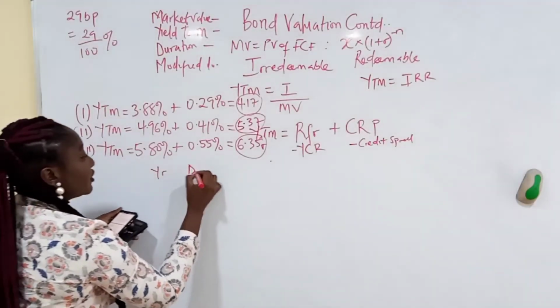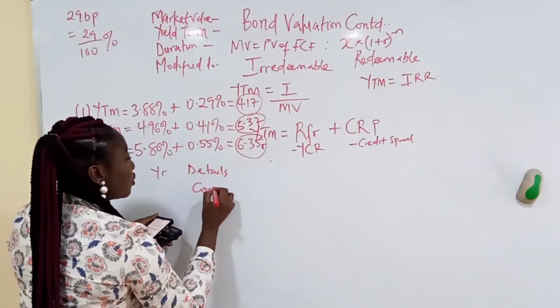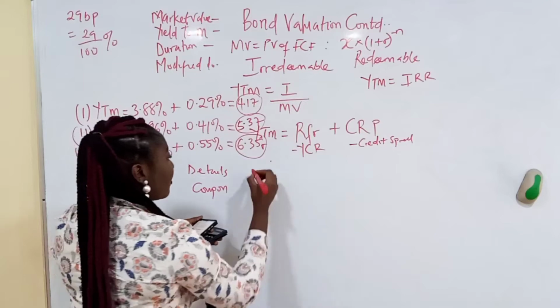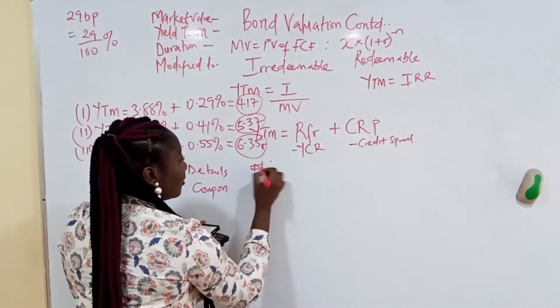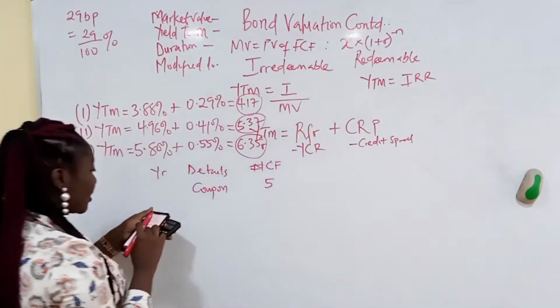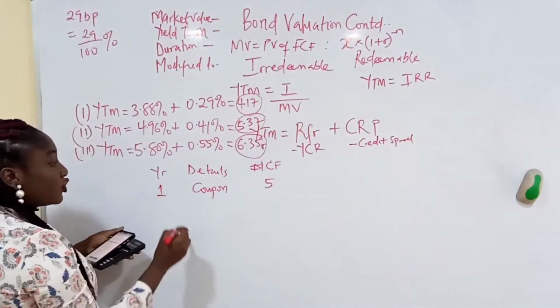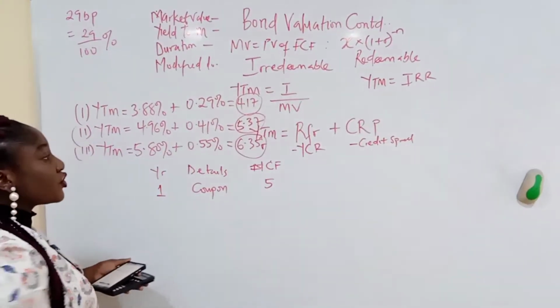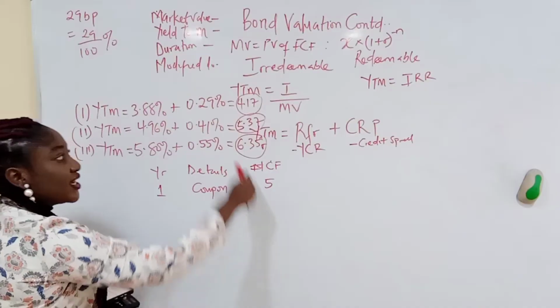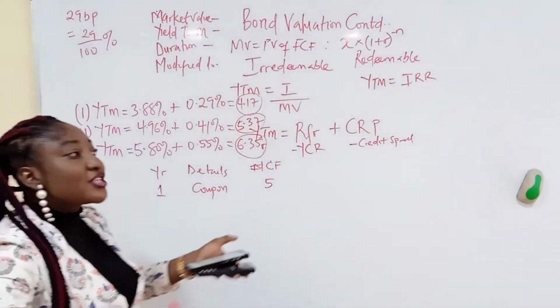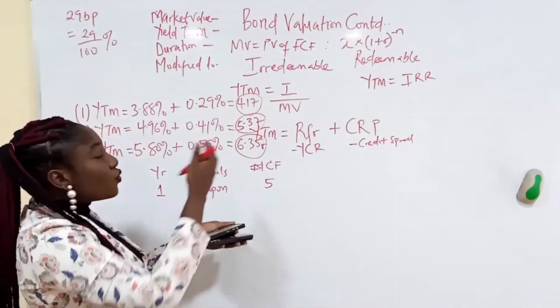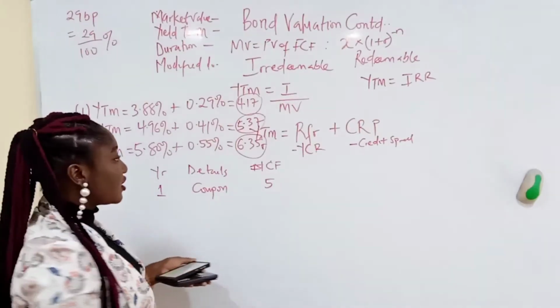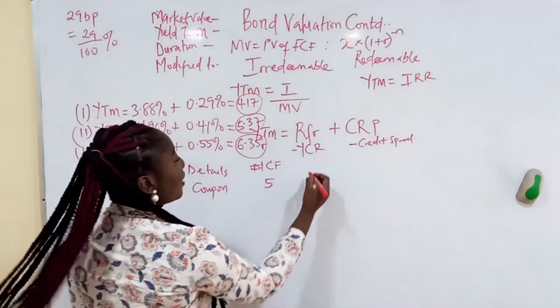So, details. Coupon, 5%. 5% of 100 naira gives you what? 5 naira. Cash flows, 5 naira, right? So, this is in year 1. Don't say year 1 to 3. You can't say year 1 to 3 because although the cash flows are constant, the discounting factors are not constant. So, you can't use an annuity table. Annuity table, what rate are you going to go for? Do you understand?